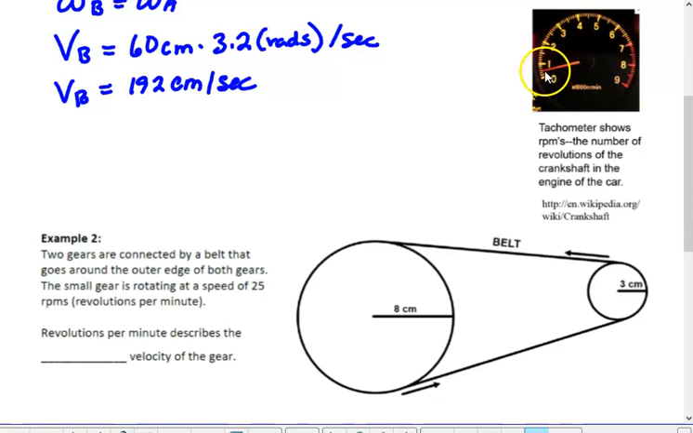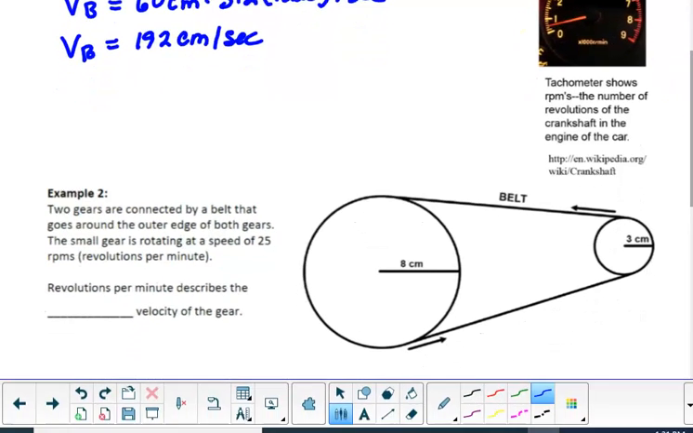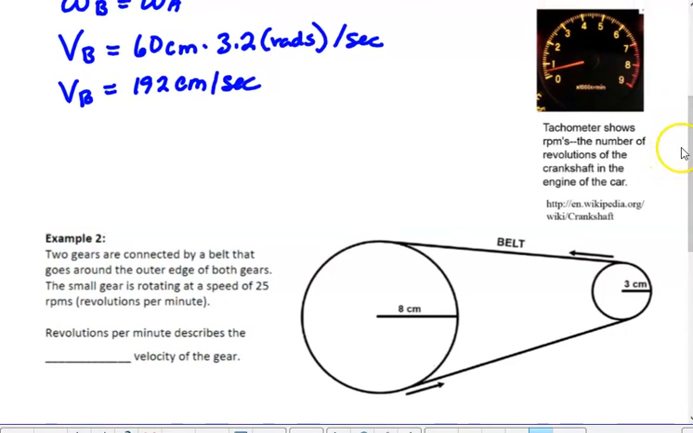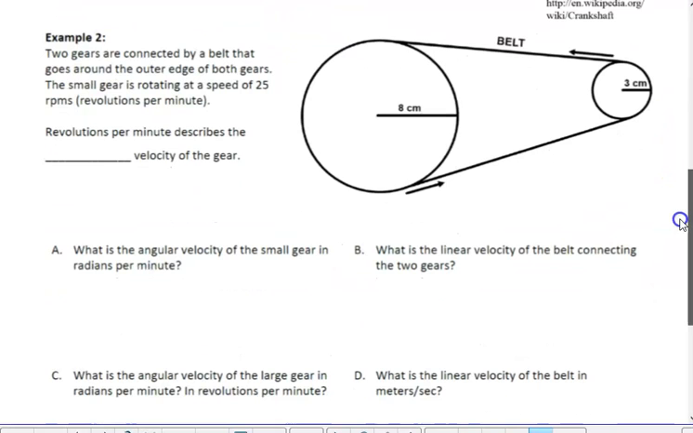So as you accelerate, it changes the car into a different gear, which has a larger radius and therefore a lower amount of revolutions per second. So we're going to see how this happens with a simple example using 2 gears and a belt.